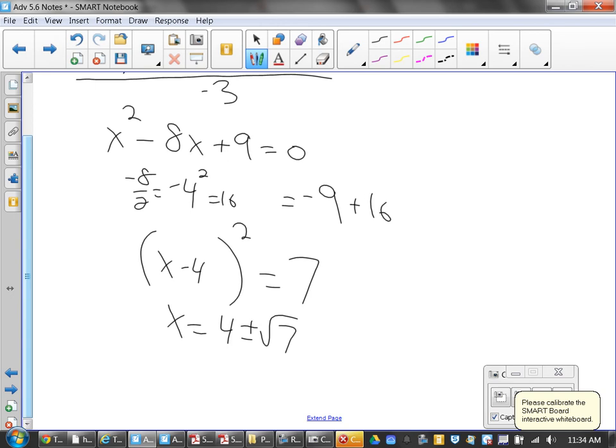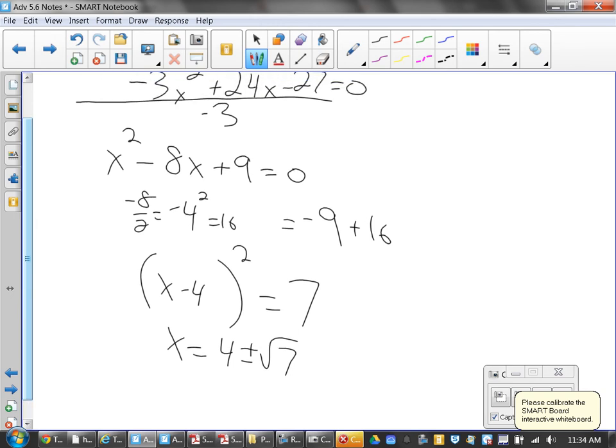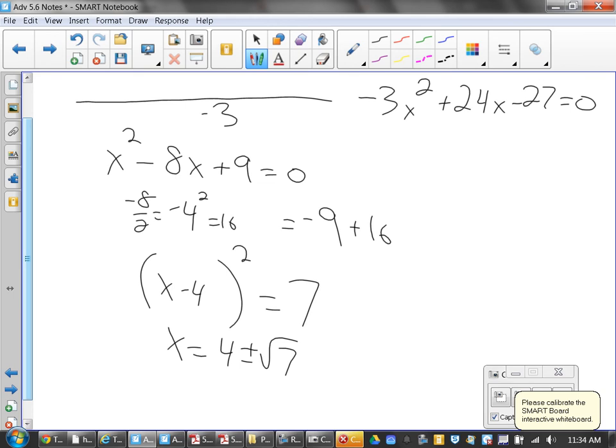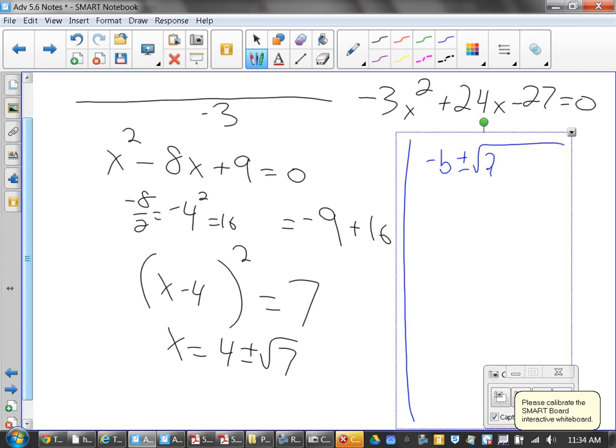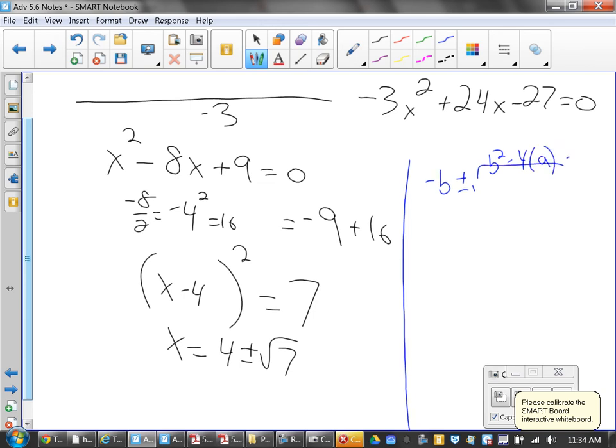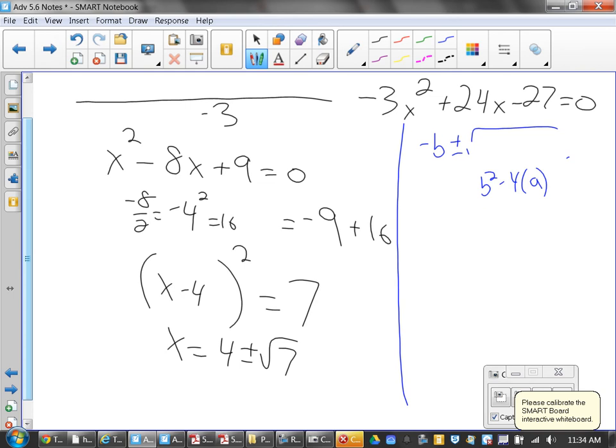That's what's nice about completing the square. It's really fast when your middle term is even. Okay? It's very, very fast. Quadratic formula, on the other hand, you get the same exact result if I'm working with this. It just takes a little longer to go through. Opposite of b plus or minus square root of b squared minus 4 times a times c, all over 2a.